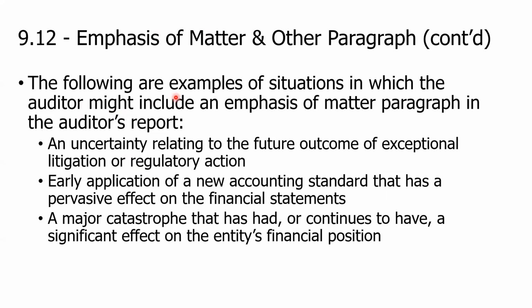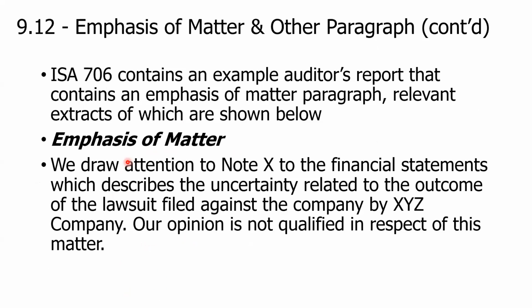So usually the emphasis of matter borders on an uncertainty relating to the future outcome of exceptional litigation or regulatory action, early application of a new accounting standard that has a pervasive effect on the financial statements, and a major catastrophe that has had or continues to have a significant effect on the entity's financial position. The entity would definitely disclose this information in the financial statements if they exist. Sometimes they will even adjust it in the financials. But the auditor is just drawing users' attention to them. That's all the emphasis of matter paragraph talks about.